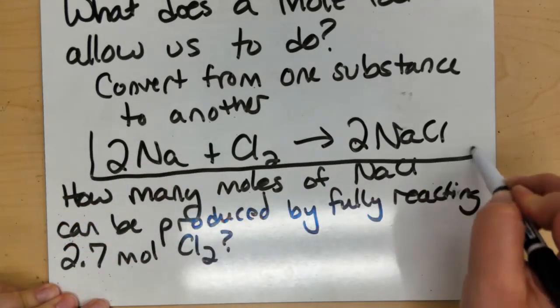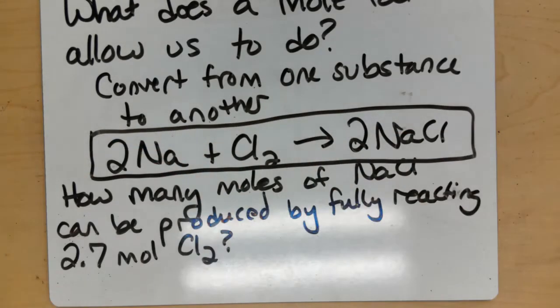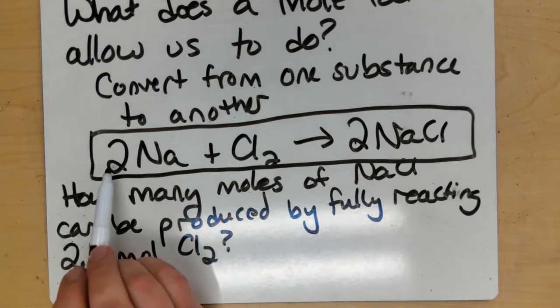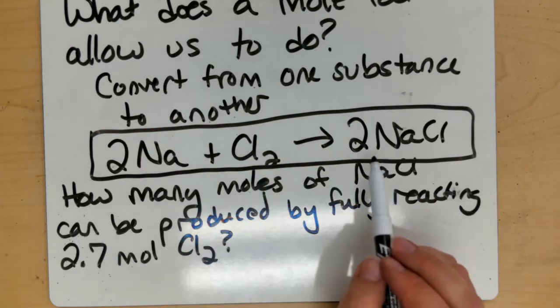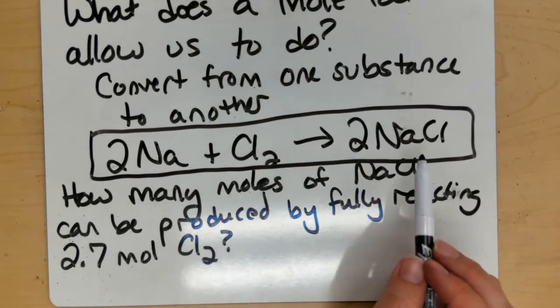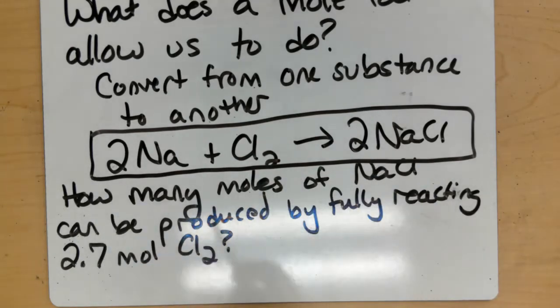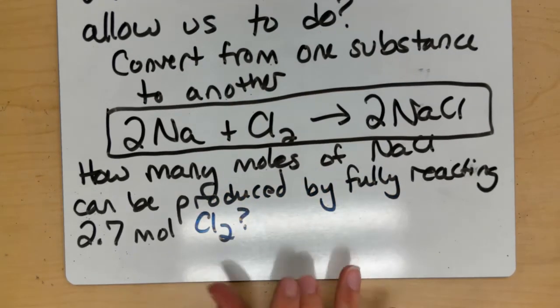So when I look at this equation here, what this means is that 2 moles of sodium will react with 1 mole of chlorine to produce 2 moles of sodium chloride. So the coefficients tell us how many moles of each substance are reacting or being formed. So let's look at a sample problem.